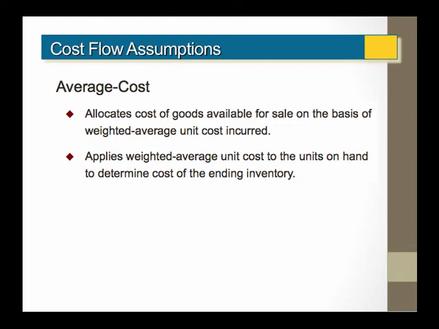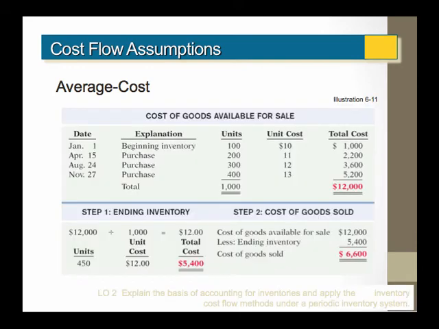The final method for determining cost is called average cost. Now, as the description sounds, average cost spreads the cost of the inventory over the quantities of inventories during the period. So let's take a look at that example again. Once again, if we have 1,000 items available for sale and the total cost is $12,000, the average cost per unit is 12,000 divided by 1,000, or $12 per unit.